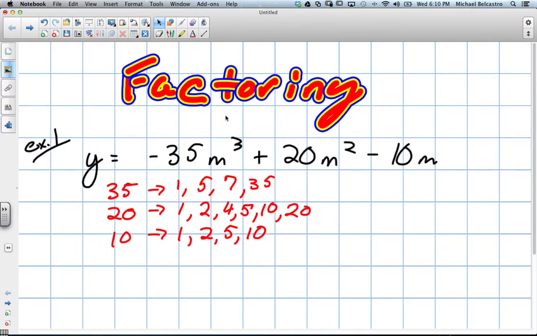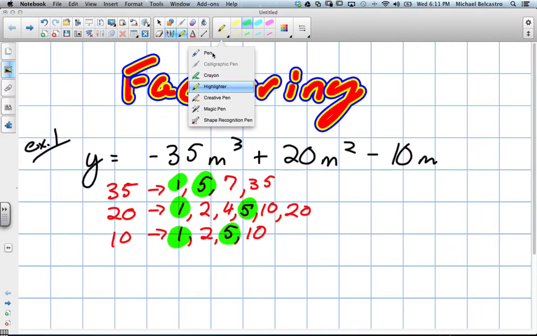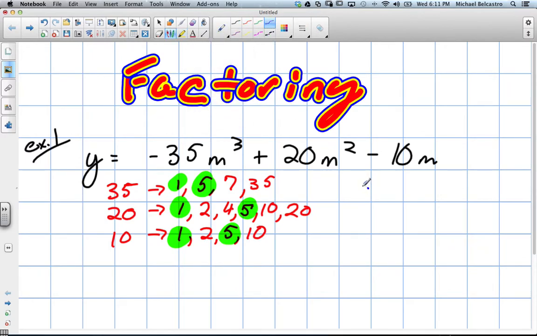We're going to look for the greatest common factor. So obviously the value of 1 is a common factor in all of them. 2, no. Is 5? Yeah. Is 7? No. 35? No. So what's the greatest common factor here? 5. So that's going to be very important for us. This 5 is what we're going to divide each of these values by.